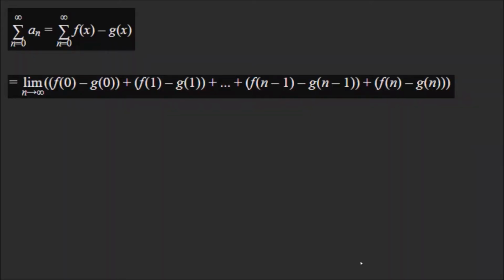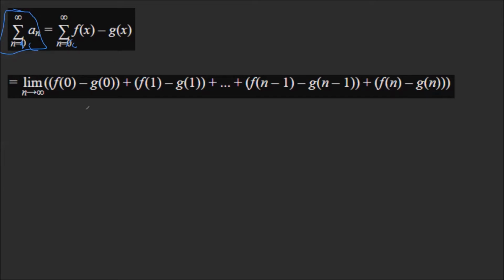Okay, so this is less of an equation, more of a description of the telescoping series test. So let's just call an infinite series, any infinite series, the infinite series from n equals 0 to infinity of a sub n. This is just the general term for an infinite series. And really this 0 over here should be like a constant, any constant c. Well, if a sub n can be modeled as f of x minus g of x, then you can employ the telescoping series test. And again, it's pretty simple.